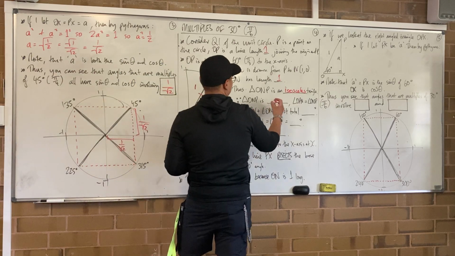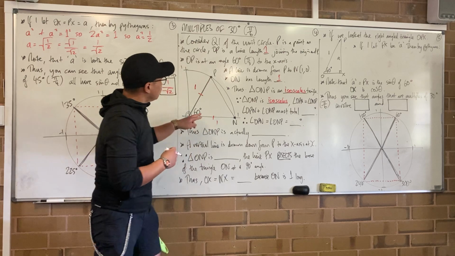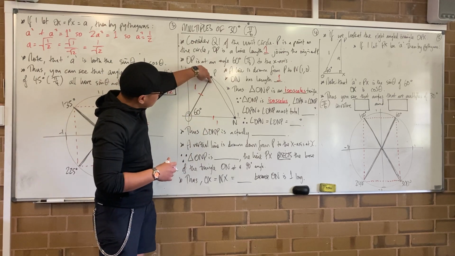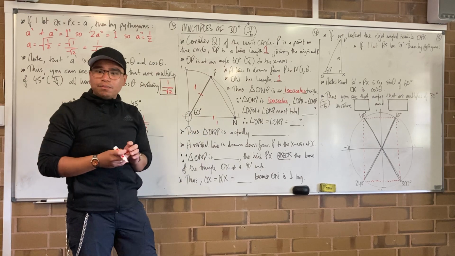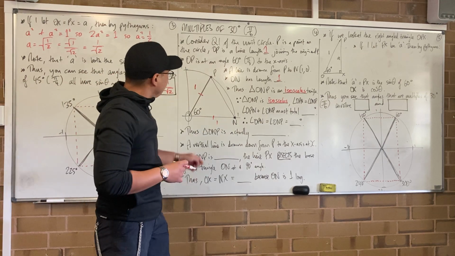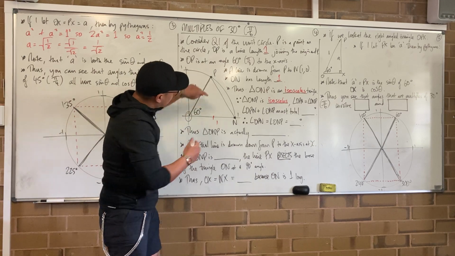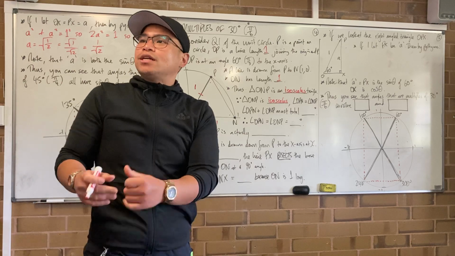If triangle ONP is isosceles, well, what can we say about this angle here, OPN, and this angle here, ONP? They should be the same, shouldn't they? Because they're the bottom, they're the base. Okay? What must these two angles total up to? How many degrees in a triangle?